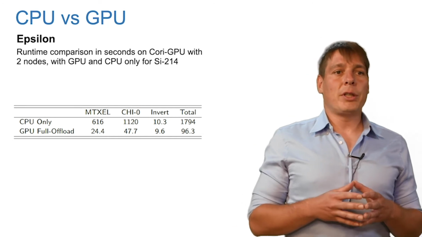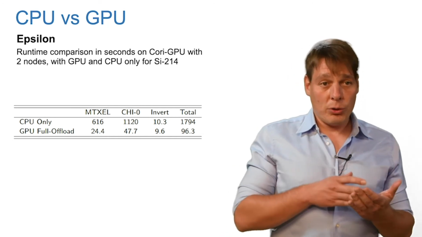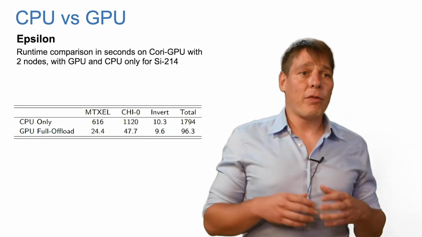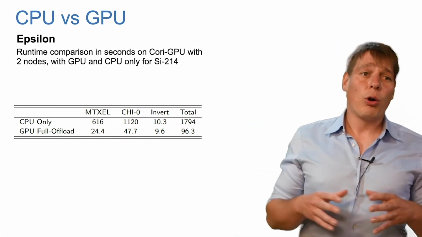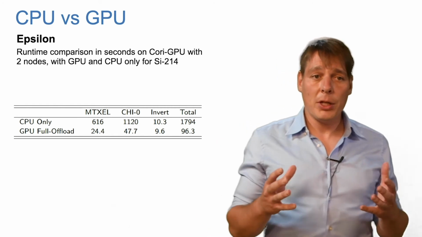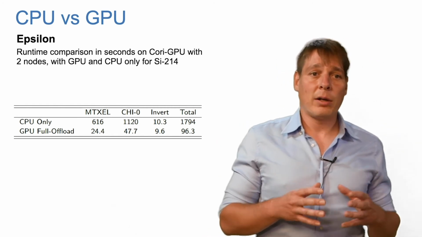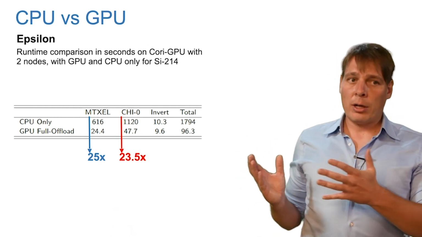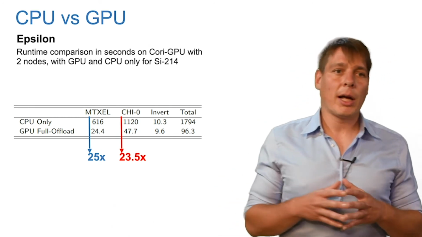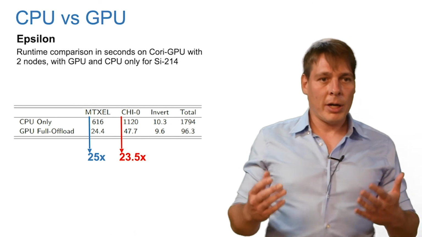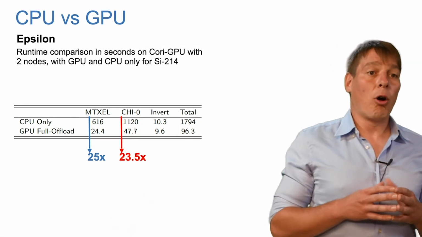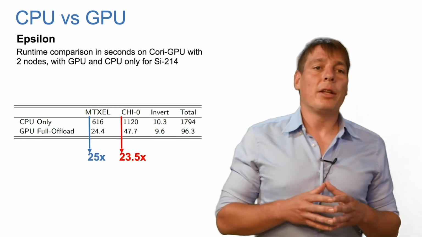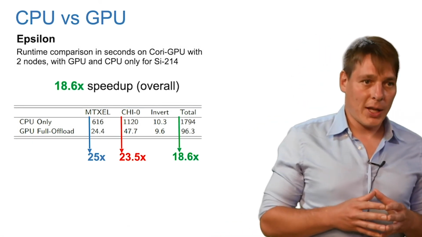We start here by showing the speedup observed when using the GPU implementation instead of the CPU-only implementation. For Epsilon, we show the result on 2 Cori GPU nodes for a medium-sized application, only 214 atoms. We show here that the 2 accelerated kernels, that is MTXL, but in particular Chi0, are both accelerated by 20x or more. And overall, once we consider the total time to solution, the speedup is 18.6x.